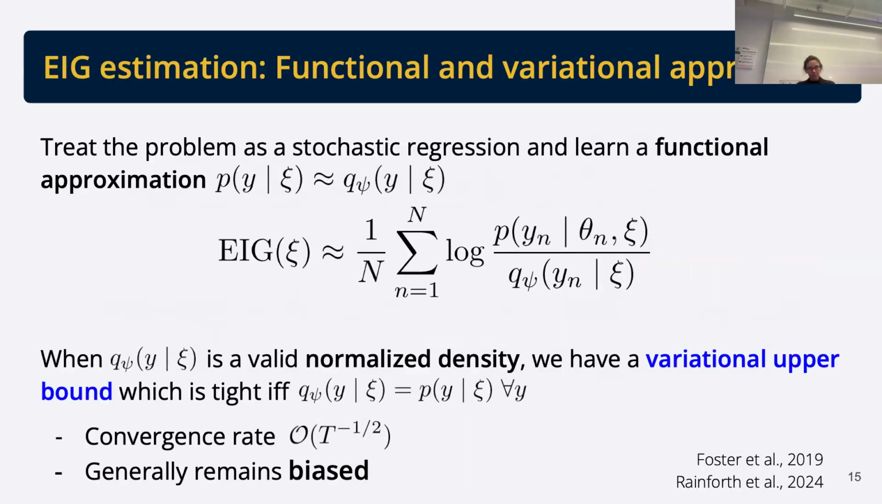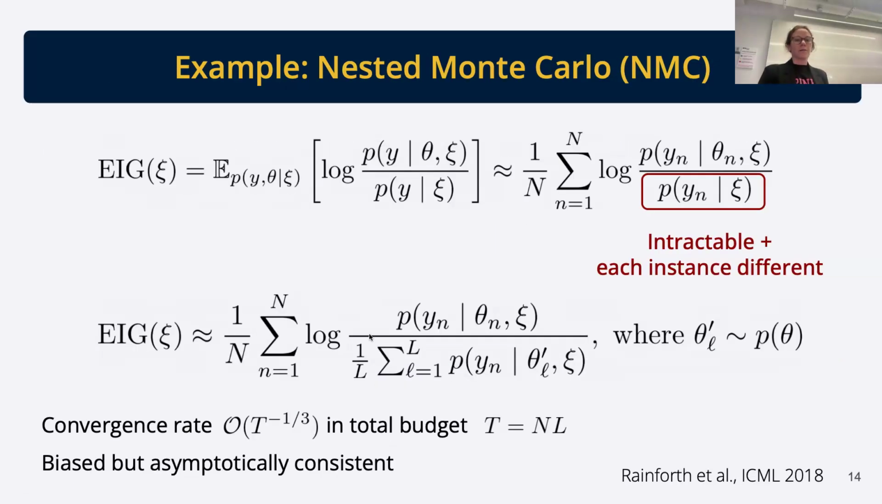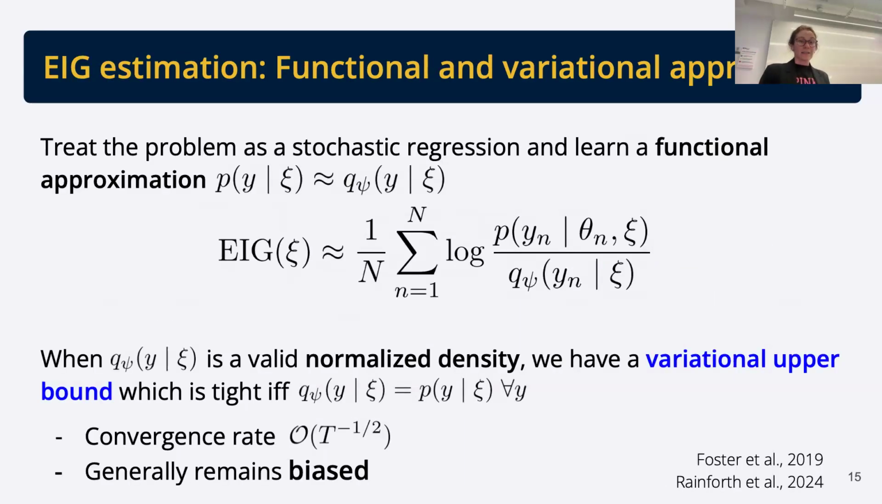So what we're going to do, rather than recomputing each of the marginals for every outer N sample, is treat this problem as a stochastic regression and learn a functional approximation to the marginal distribution, like this here. And we're just going to evaluate this function that will give us an approximation to the marginal, right, to the marginal of Y.